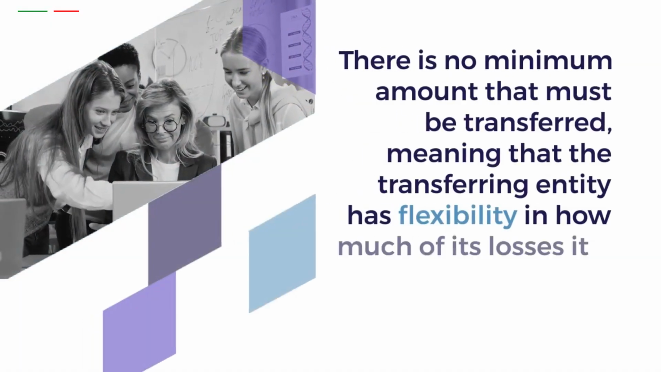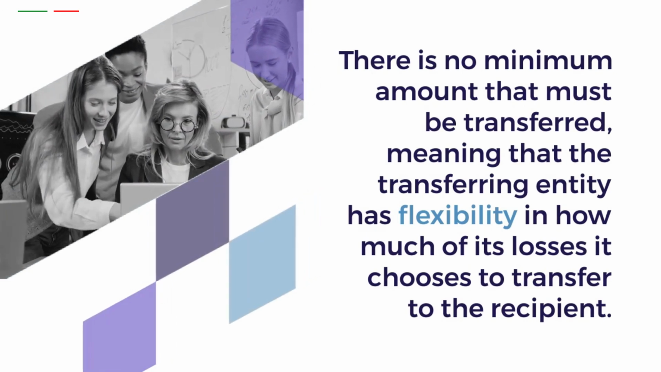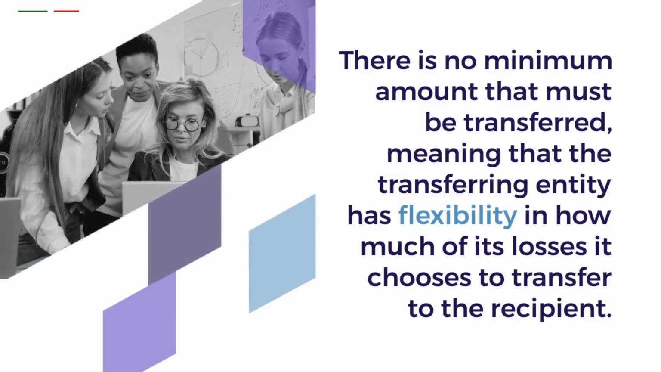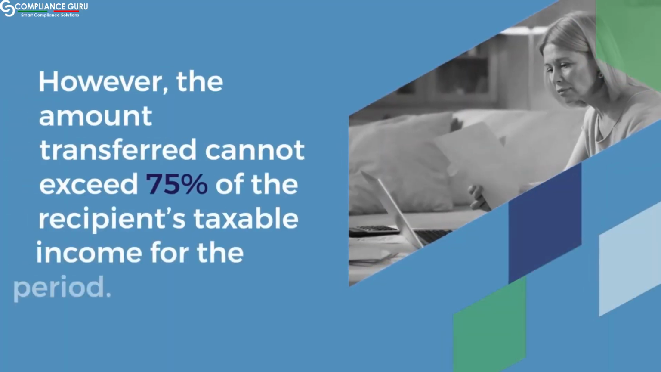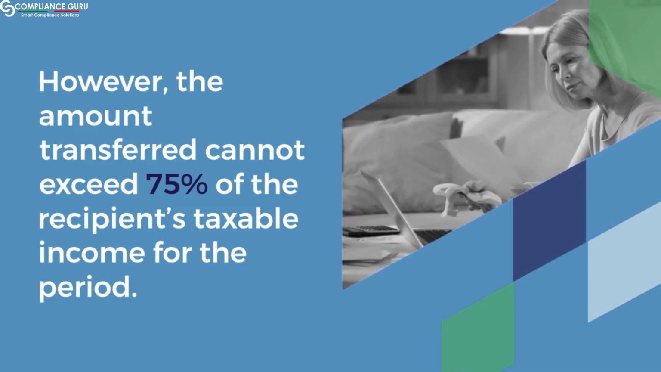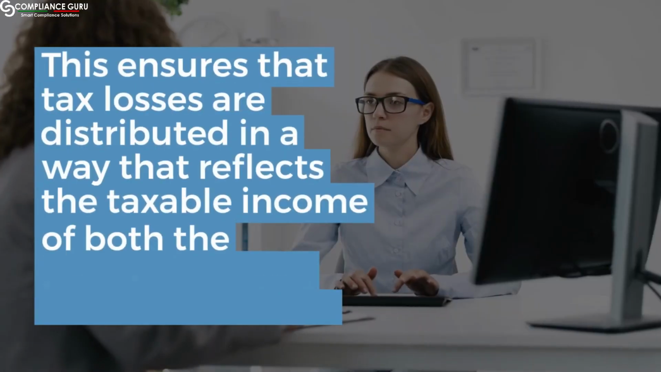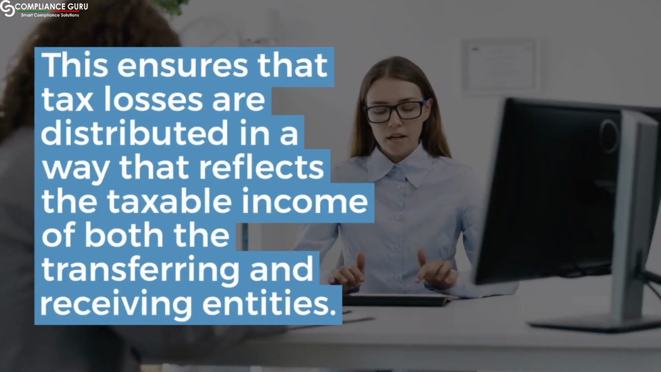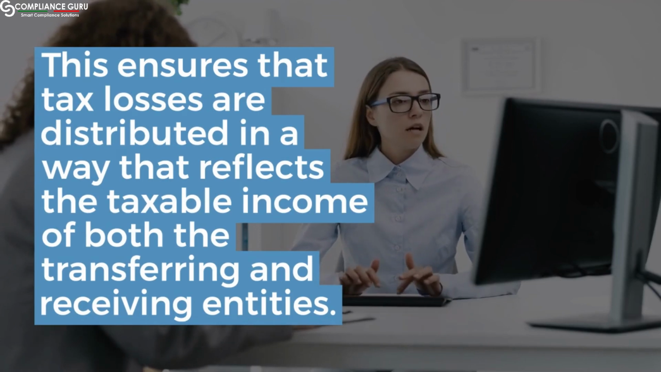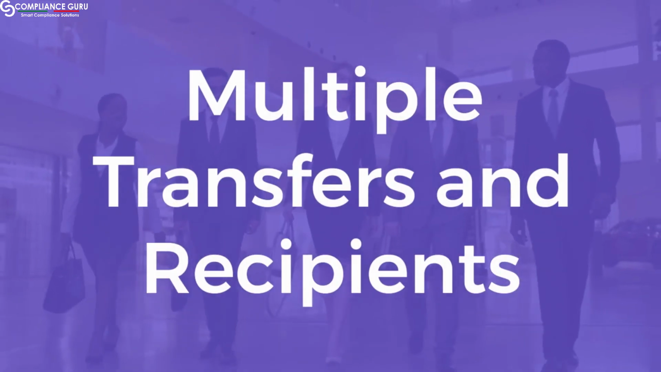There is no minimum amount that must be transferred, meaning that the transferring entity has flexibility in how much of its losses it chooses to transfer to the recipient. However, the amount transferred cannot exceed 75% of the recipient's taxable income for the period. This ensures that tax losses are distributed in a way that reflects the taxable income of both the transferring and receiving entities.